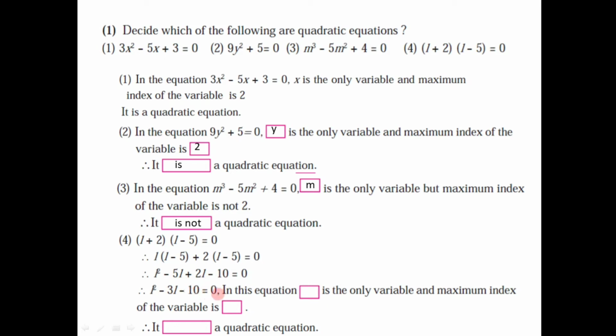Now, as in this equation, L is the only variable, and as we can observe, the maximum index of the variable L is 2. So both the conditions to be a quadratic equation are fulfilled here. That's why the given equation is a quadratic equation. So out of these four, the first equation, the second equation and the fourth equation are the quadratic equations.